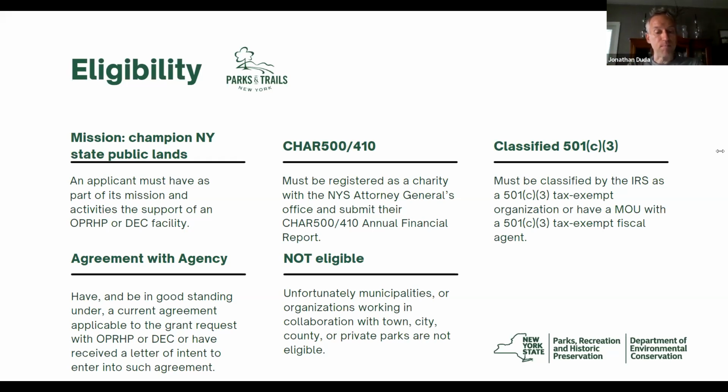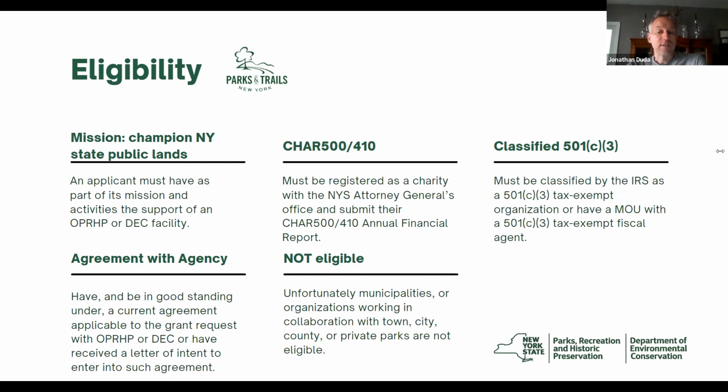And an applicant must have, as part of its mission and activities, the support of New York State Parks or that DEC facility. With that said, unfortunately, municipalities, and organizations working in collaboration with a town, city, county, or a private park, are not eligible for this grant. Organizations and projects must be involved directly with a New York State Park, historic site, or with DEC lands.